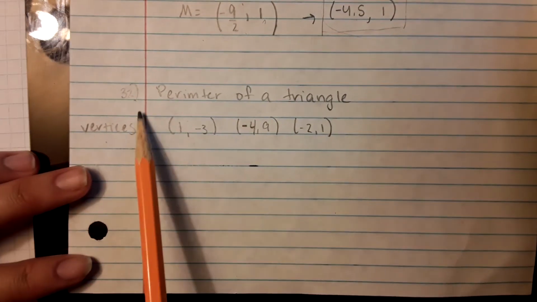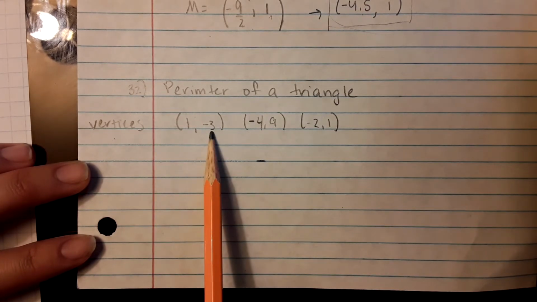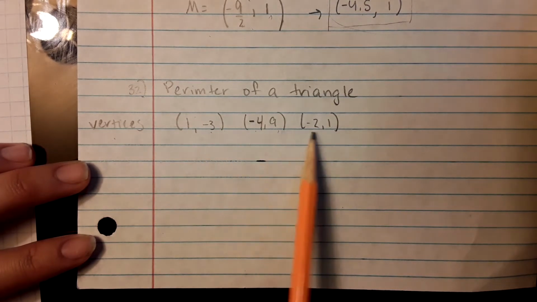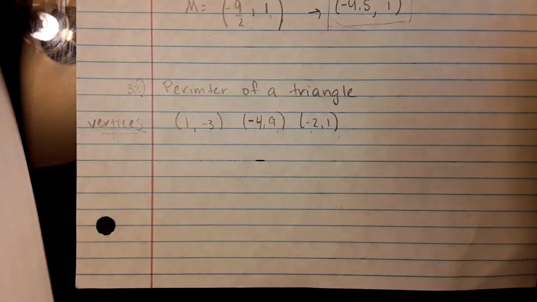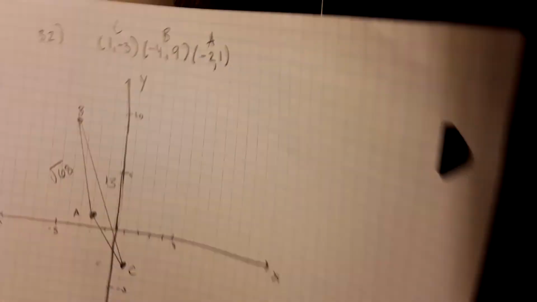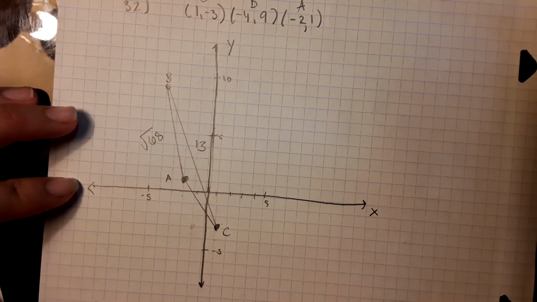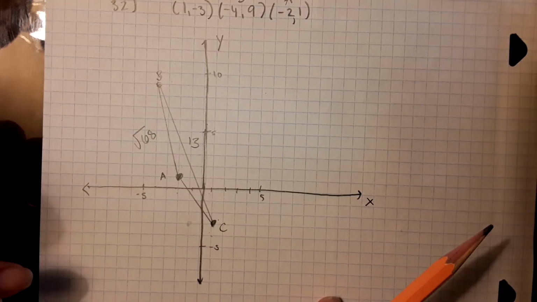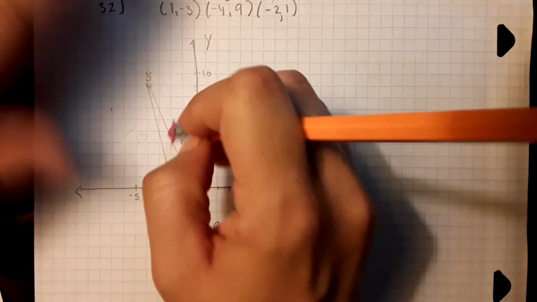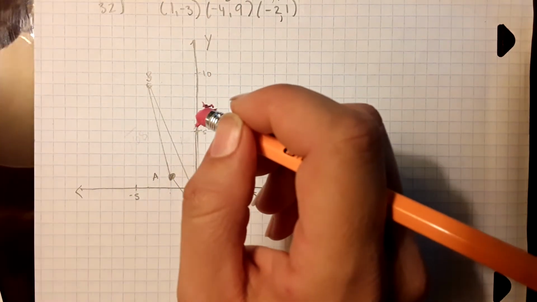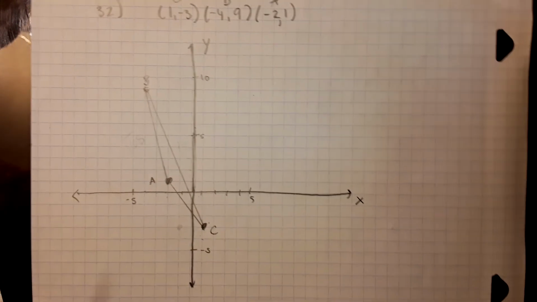Okay, moving on to number 32, the perimeter of a triangle. It says our vertices are 1, -3, -4, 9, and -2, 1. Vertices just means the points of the triangle. So again, it's nice to see this on graph paper. It didn't say to graph, but there's a lot of graphing in this chapter, and the more you visualize the problem, the better off you are. So take a moment, get out your graph paper, and plot the vertices. Here's your triangle. It's kind of strange looking.